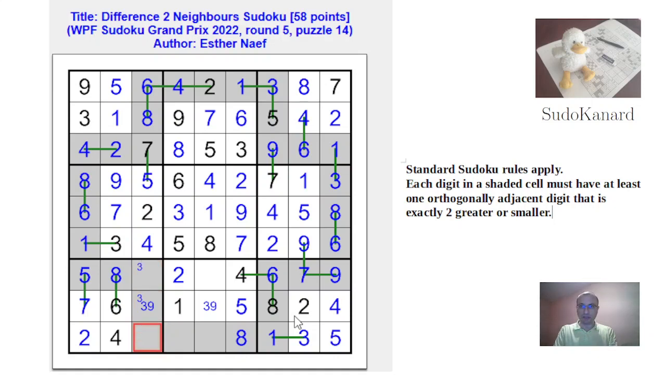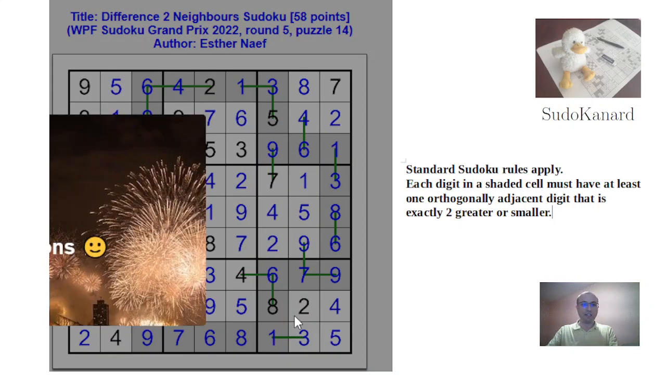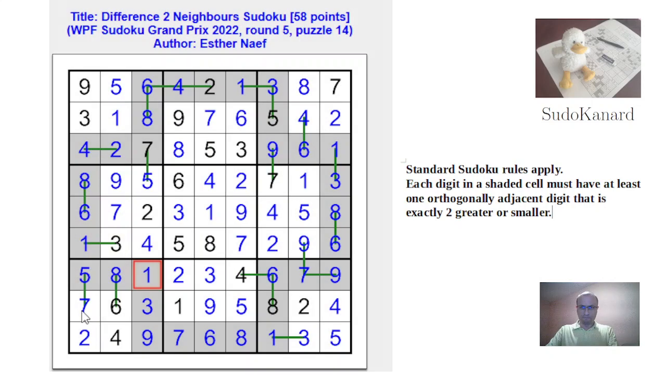9 must be next to 7. The only way is to put them here. And the last digit here is a 6. 3, 9, 3, and 1, and that's it. Yes, let's just check that 1 is linked with 3. 9 with 7, 6 with 8. It works till the end.